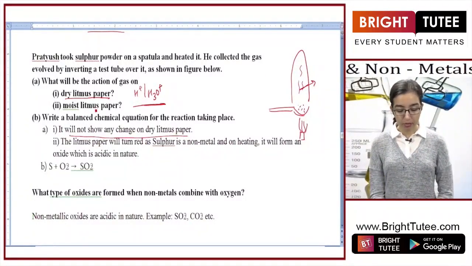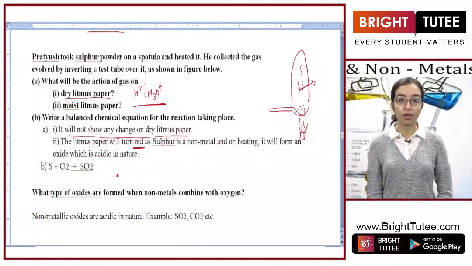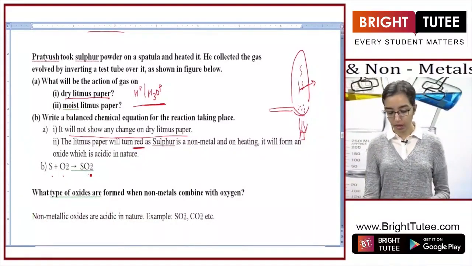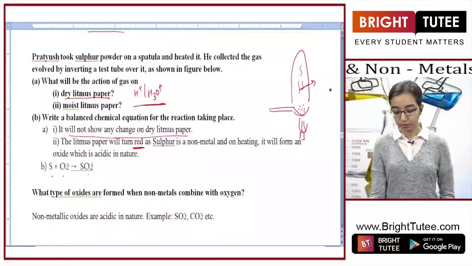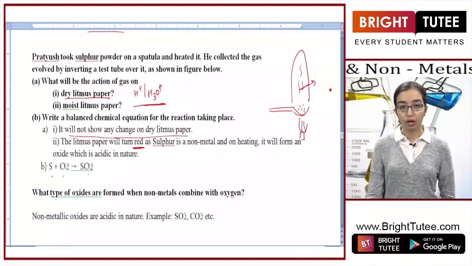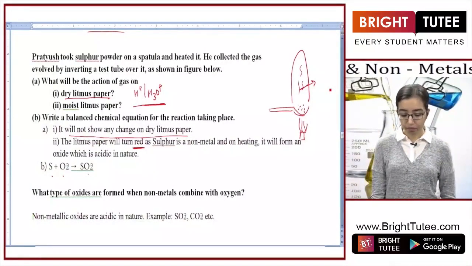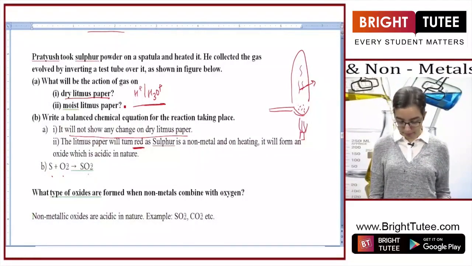But if the litmus paper is moist, then the litmus paper would turn red, because sulfur on heating forms oxide, and oxides of non-metals are acidic in nature. So what is the reaction? The reaction is that S plus O2 forms SO2. It is an already balanced equation, so we do not need to do extra effort there. So what we've understood here is that non-metals on reaction with oxygen form oxides which are acidic in nature, but to detect the acidity, the litmus paper needs to be moist.